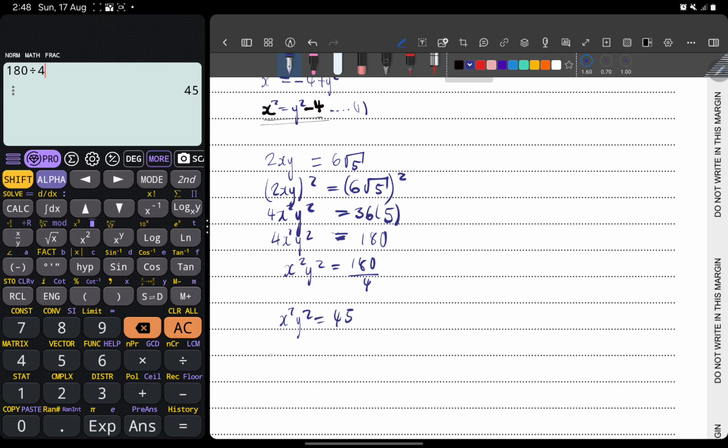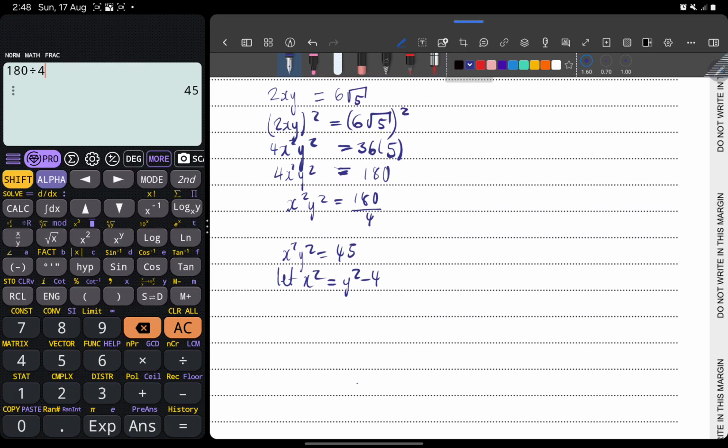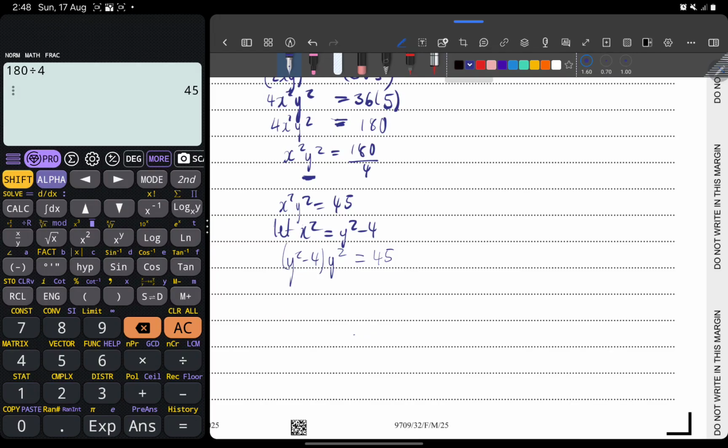Now let's put what x squared is. It is y squared minus 4. So you can now say let x squared be equal to y squared minus 4. Now you're going to have y squared minus 4 in place of x squared, and then it's multiplying y squared. This is equal to 45 from here, right? Then what are we going to do? We expand. y squared times y squared becomes y to the 4. Minus y squared times 4 becomes minus 4y squared. This is equal to 45, which will make us say y to the 4 minus 4y squared minus 45 is equal to 0.